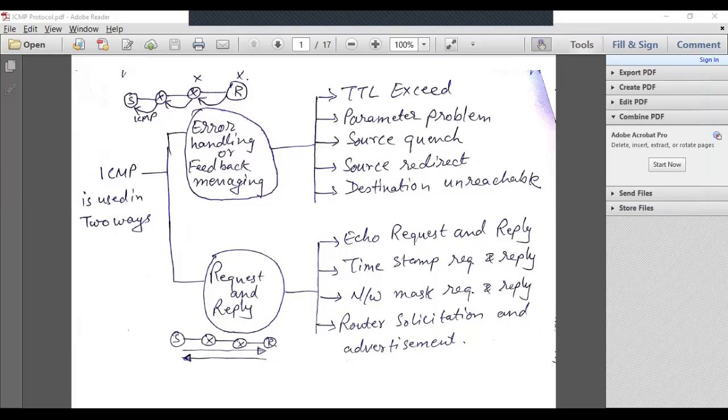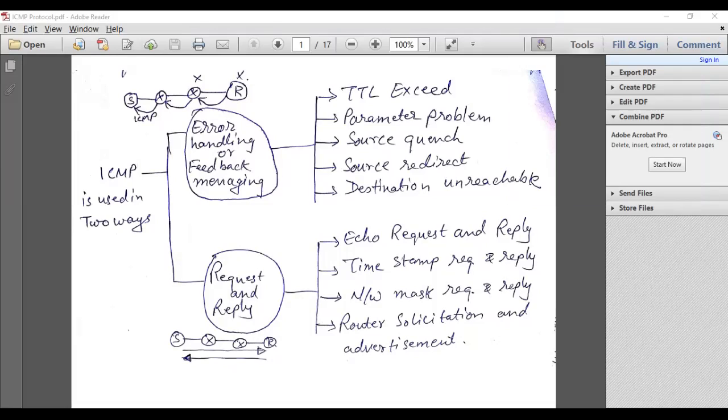Okay, so continuing further with the ICMP request and reply messages, the first one under this category is echo request and reply. It is a type of request and reply message, and that means that you initiate the ICMP and you get back the ICMP. So what are the various advantages and disadvantages of echo request and reply, and where could you use it?